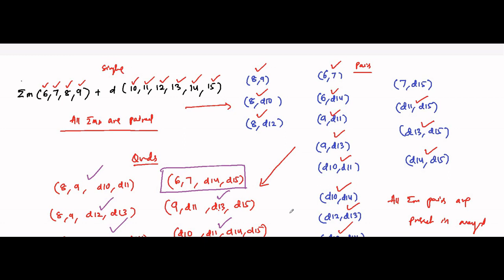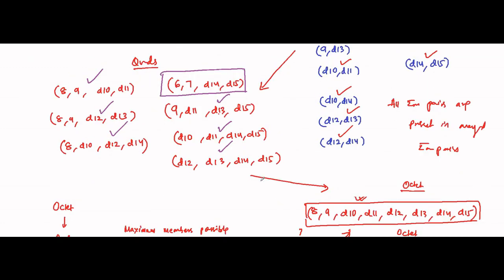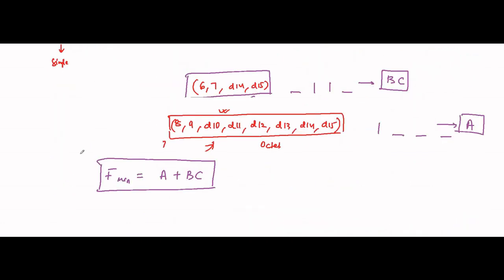As you practice more and more, your accuracy will improve, your precision will improve, and you will get quicker. You don't need to write too many steps. Just in your mind, you can form the minterm pairs, the merged minterm pairs, the octets. You can do it. So all you need is to practice more and more questions. So this is the minimized Boolean expression, A or BC.